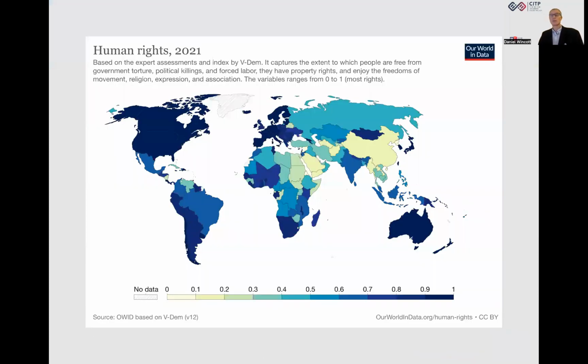So if we look at the pattern of human rights protections, we see that they tend to be higher. This is only one indicator, but higher in North America and Europe, in Australia, some parts of Latin America as well, but lower in Russia, particularly in China, which produces a huge amount of goods consumed around the world, in some parts of the Middle East, Southeast Asia, Latin America, and then in Africa.